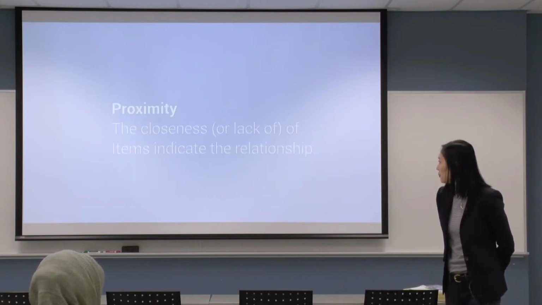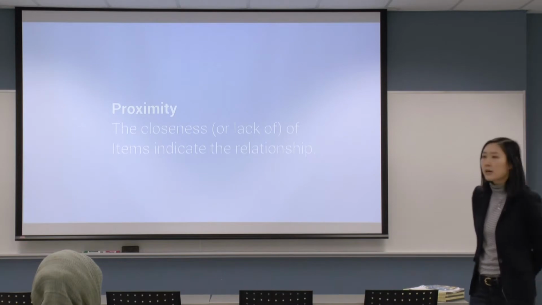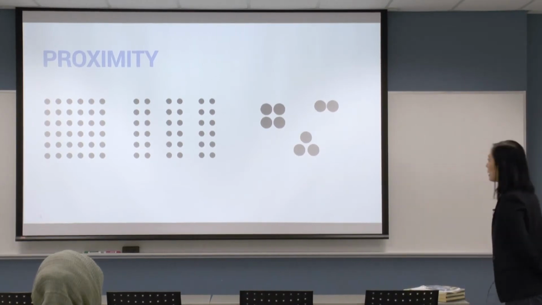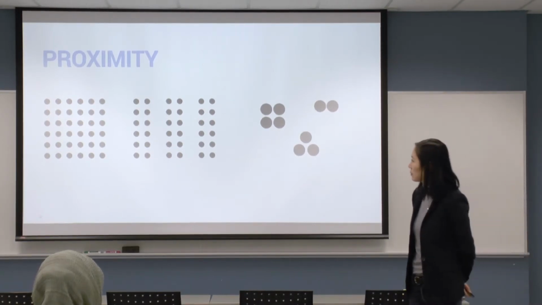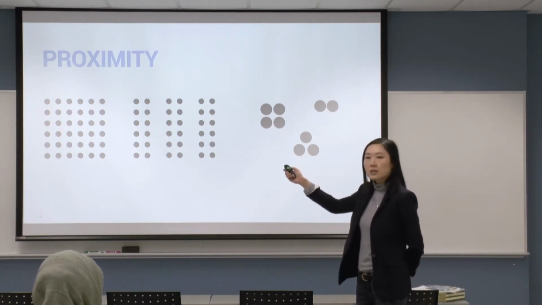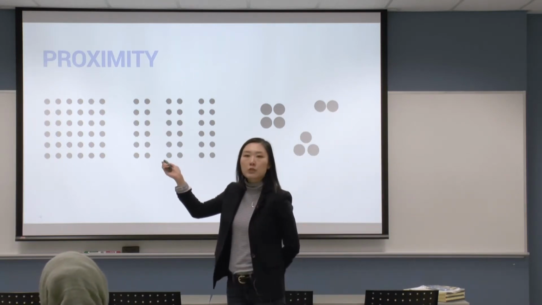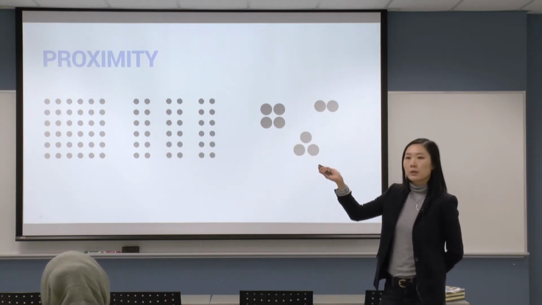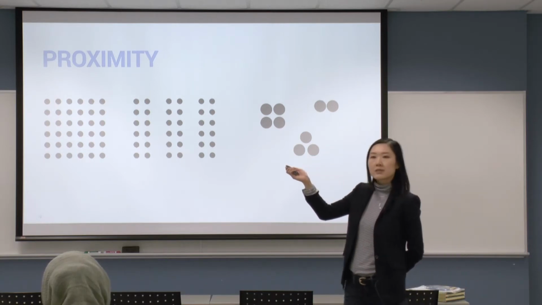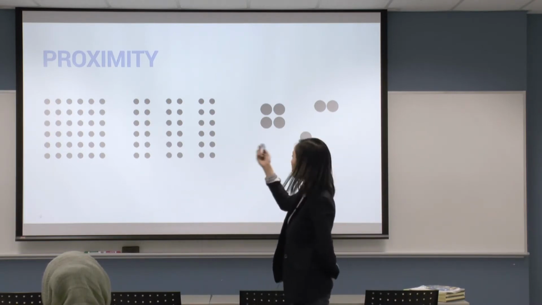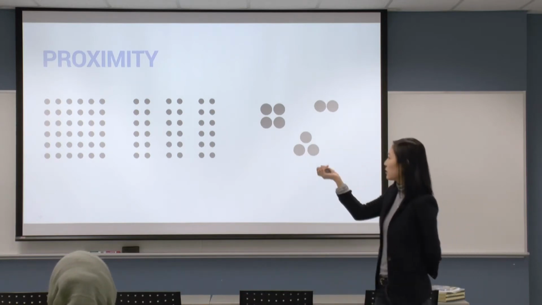So the first principle is the closeness or lack of items that indicate relationships. This is what I mean. Look at these dots. Right now they're dots, but think of it in terms of reading direction. Do you read from left to right or top down? Is there a preference? I'm different because I have two languages. I read from right to left. But at this point, it's not that clear.